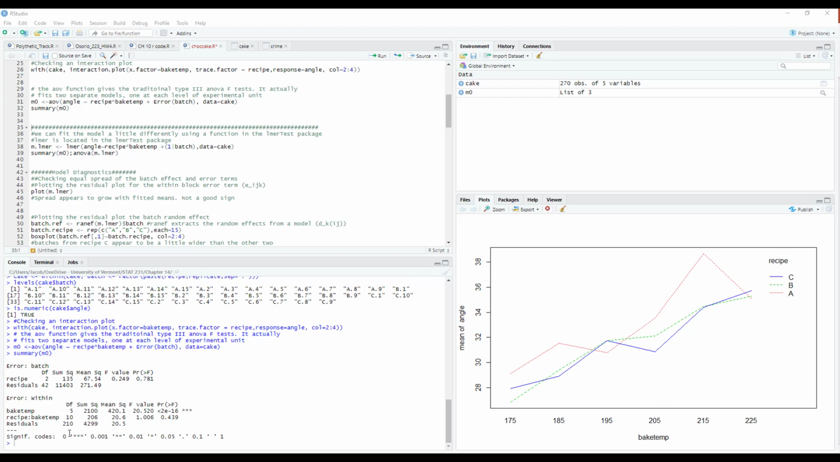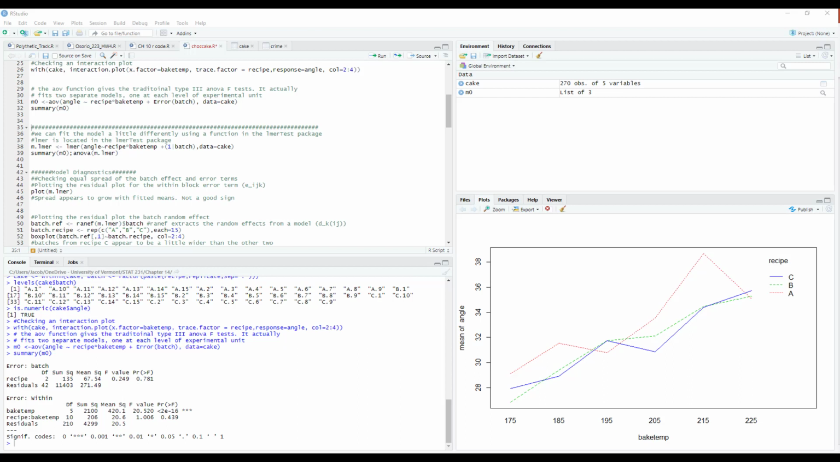And then if we look at our interaction term, 2 times 5 gives us our degrees of freedom of 10. We end up with an F value of 1. And if the null hypothesis is true, you should end up with an F value close to 1. And we end up with a P value of about 0.44, indicating no evidence of an interaction between recipe and baking temperature.